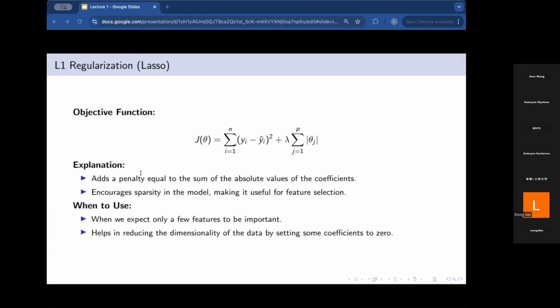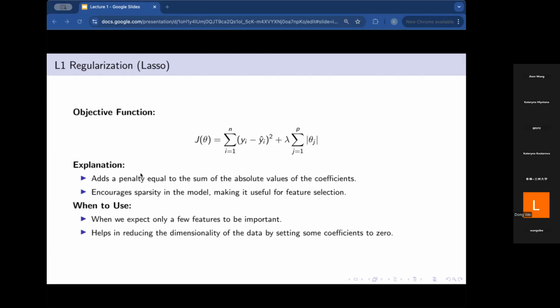And by setting some coefficients to zero, L1 effectively performs a kind of feature selection, helping the model to focus on only the most significant features. This makes Lasso particularly useful when we believe that only a few features are truly important for making accurate predictions.